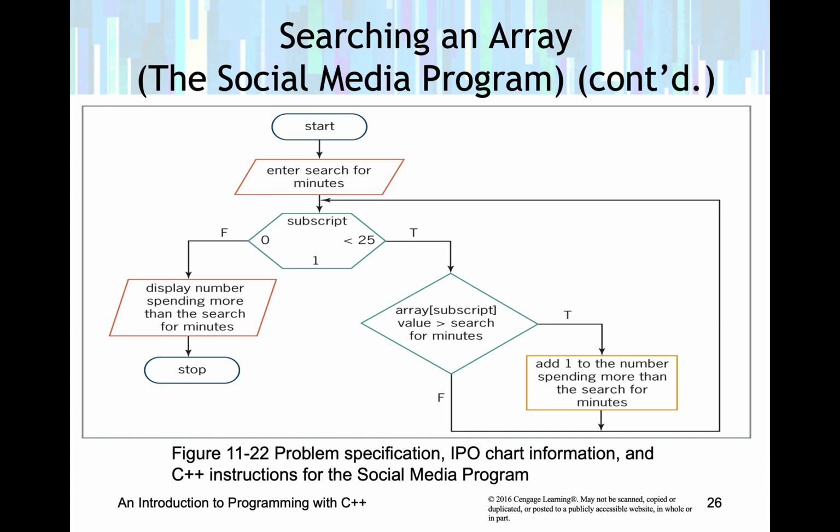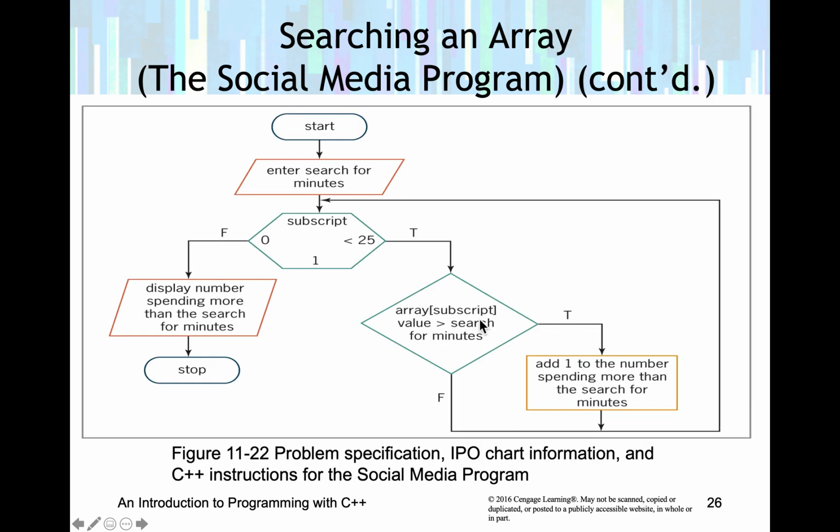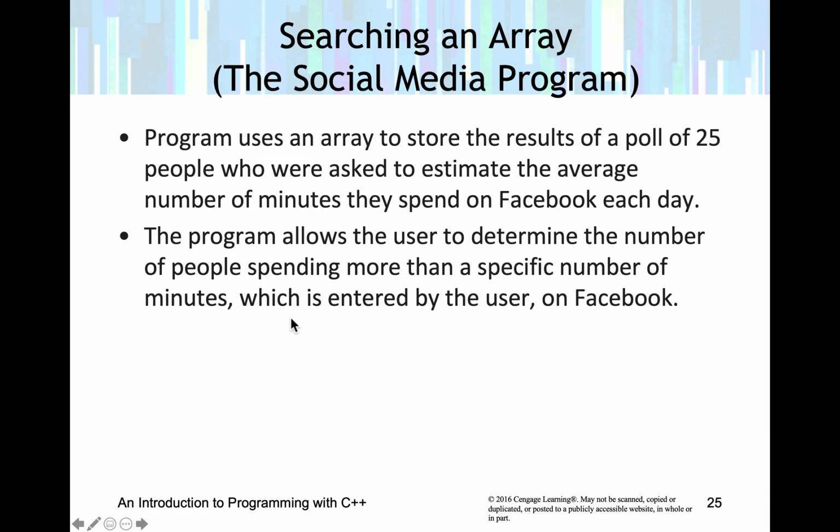And then we have a for loop here that goes from 0 to less than 25. It's increasing by 1. If we are at 0 less than 25, we're going to look at the array and see if the value in the array is greater than the search for minutes. So did they spend more than the number of minutes? If it's true, we count it. If it's not true, we don't count it. We're just counting to see how many people spent more than a specific number of minutes.